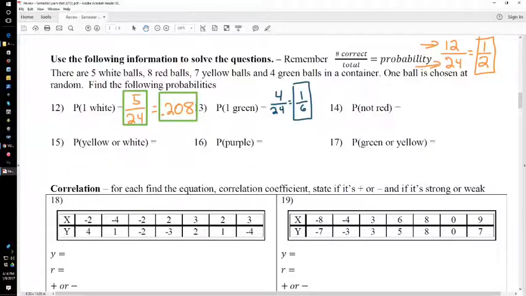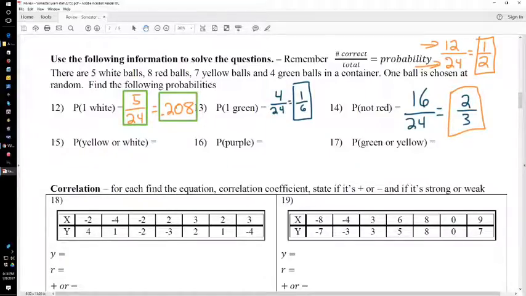The next one, not red. Well, not red is anything but red. So that would include the white ones, the yellow ones, and the green ones. So 5 plus 7 is 12, plus 4 is 16. So there are a total of 16 marbles that would satisfy as not red. So they're correct out of a total of 24 items. And you can reduce that. You can divide both of those by 8. That reduces down to 2/3. So the probability of not choosing a red one, that's anything but red, is 2/3.